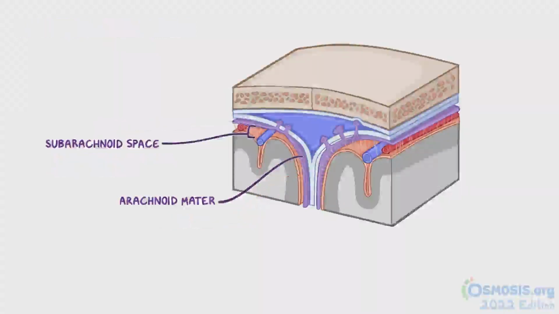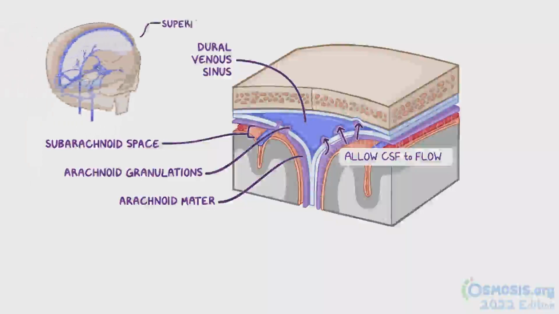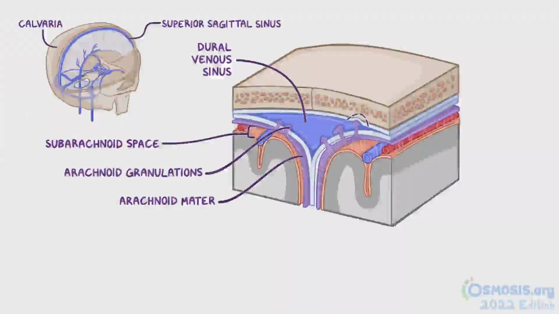The arachnoid mater forms protrusions called arachnoid granulations, which pierce the dura mater to enter the dural venous sinuses. These protrusions allow the CSF to flow from the subarachnoid space into the dural venous sinuses, and from there into the venous circulation. The largest granulations are present along the length of the superior sagittal sinus, located just below the calvaria. These granulations may erode into the inner surface of the skull, creating small pits known as the granular foveolae.